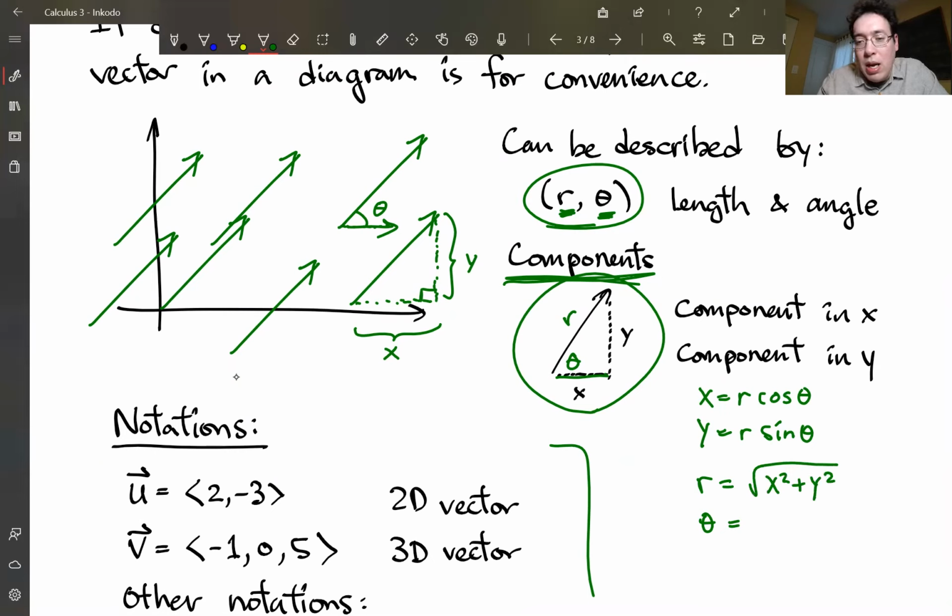Okay. And for the angle, you'll have to use some trig, right? So let's see, the tangent of the angle is opposite over adjacent. So arctan of y divided by x. So that's one way to go back and forth.